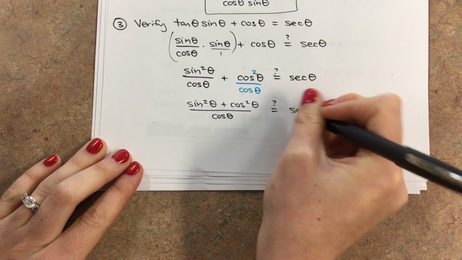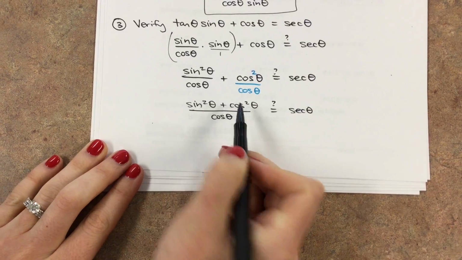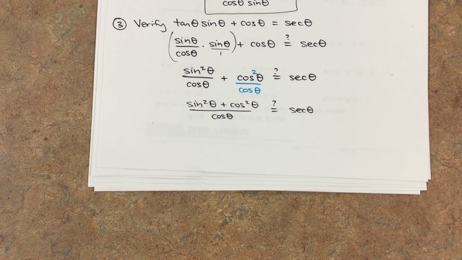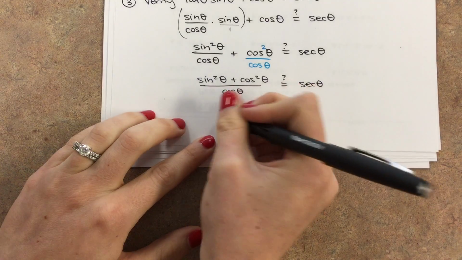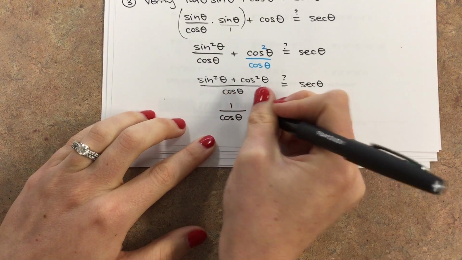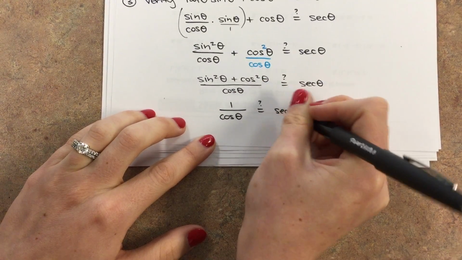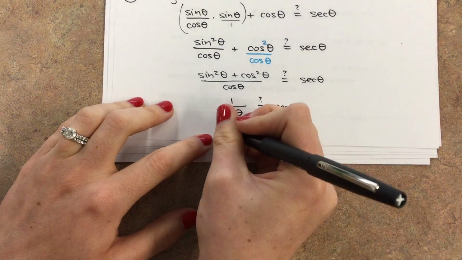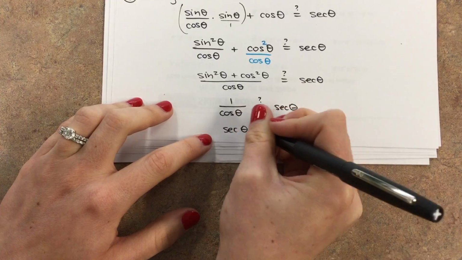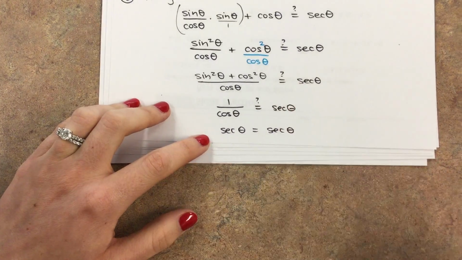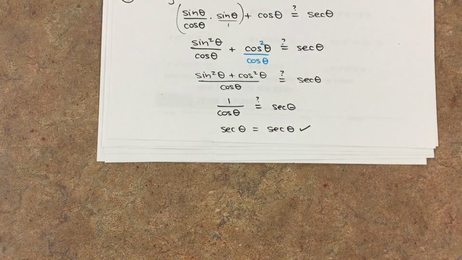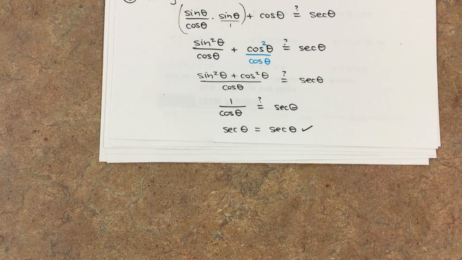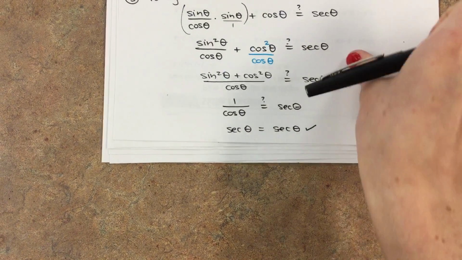And remember, like we've talked about so many times, sine squared plus cosine squared is equal to 1. That's called our Pythagorean identity. So we end up with 1 over cosine. We're wondering if that's equal to secant, and it actually is. That's just an additional identity. 1 over cosine is equal to secant. So our final line should look like this. You should have the left-hand side exactly the same as the right-hand side, and then that is how you know that you're done. Okay, so that's one example of verifying.